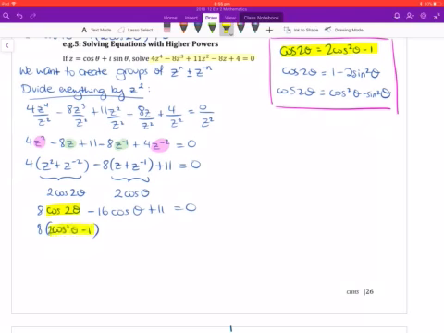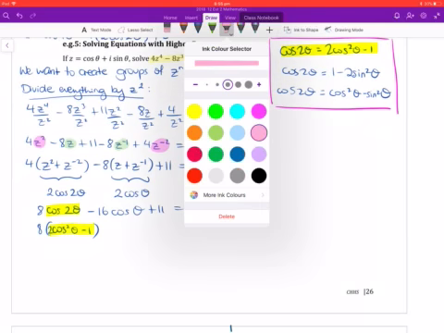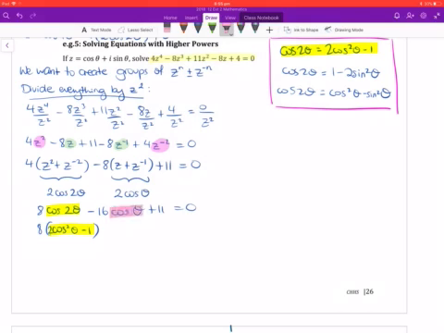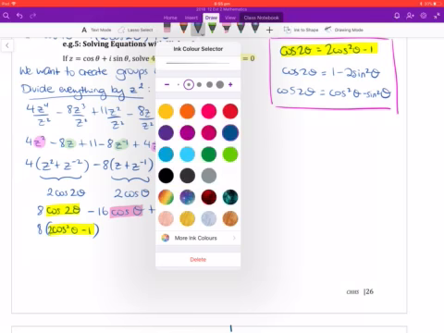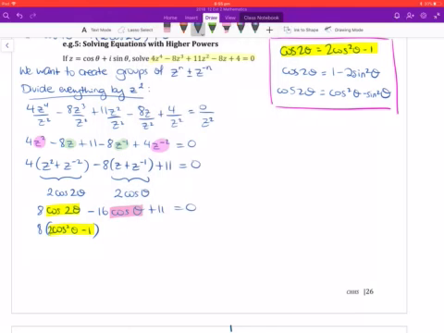Because you can see I've already got, let me just change highlighter colors, another cos theta in there. So if you get something all in terms of cos theta, then you can solve for cos theta or theta. But we're really just interested in cos theta this time. So let's change the rest of it. So it'll be minus 16 cos theta plus 11 equals 0. I'm just going to expand this first one. So 16 cos squared theta minus 8 minus 16 cos theta plus 11 equals 0.